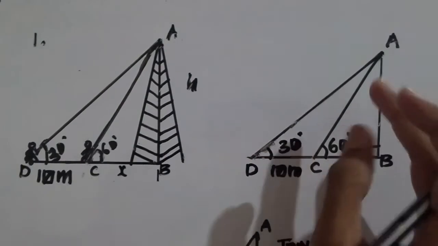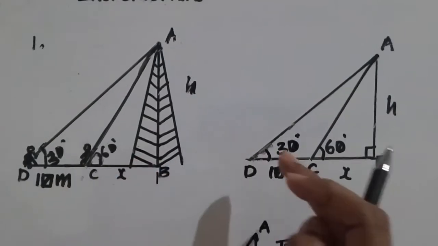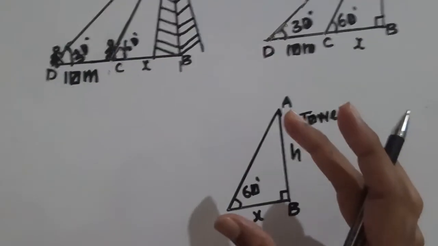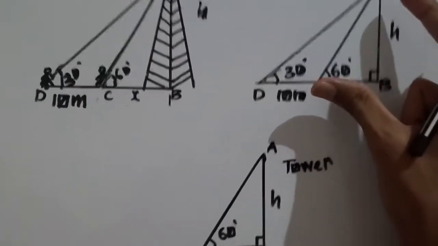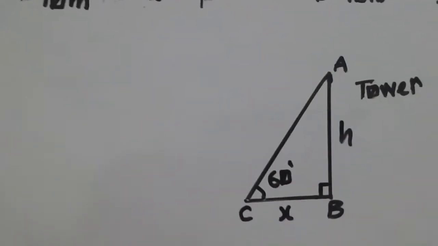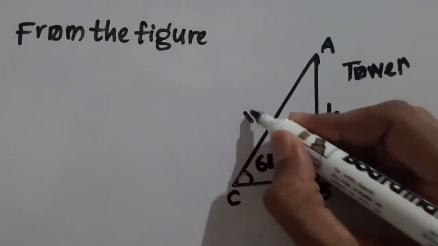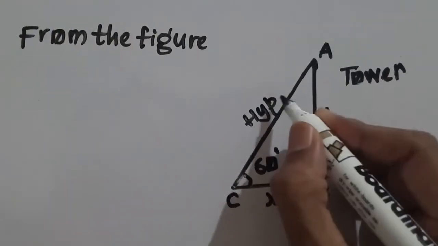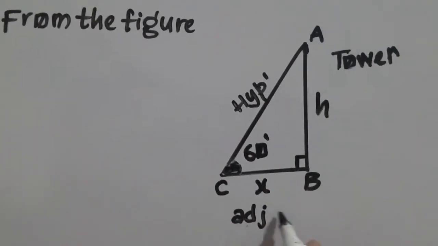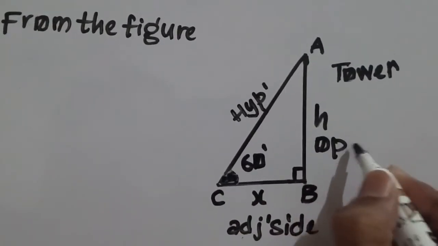See, here I am drawing a right angle triangle separately with 30 degrees and 60 degrees. Again I will take this triangle ABC and draw it here to prove the problem. Here the longest side is the hypotenuse. The side next to the angle is called the adjacent side, and the side opposite the angle is called the opposite side.